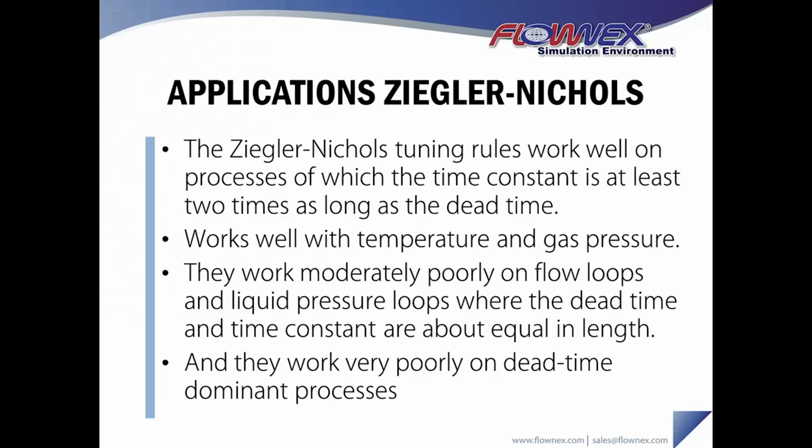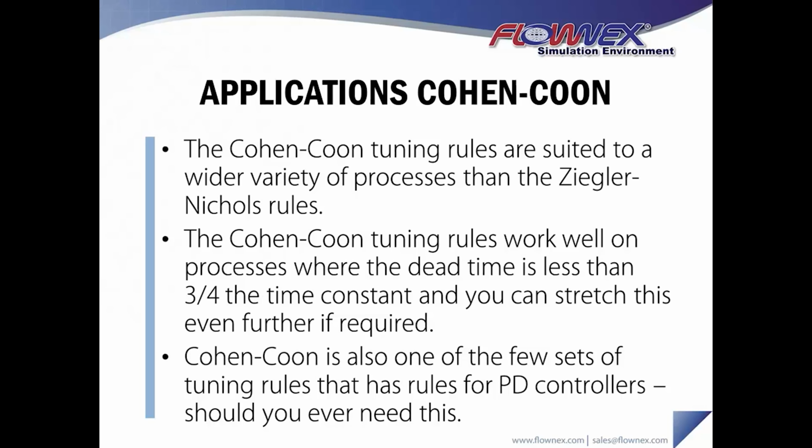Here is just a short overview of where to use the Ziegler-Nichols method and where not to use it. In general, it works well with temperature and gas pressure control systems. It works moderately poorly on flow loops and liquid pressure loops, and where this method isn't applicable, you can use the Cohen-Kuhn method. Like previously said, the Cohen-Kuhn method is suited to a wider variety of processes, and also it is one of the few methods that you can use for PID controllers if that is what you desire.